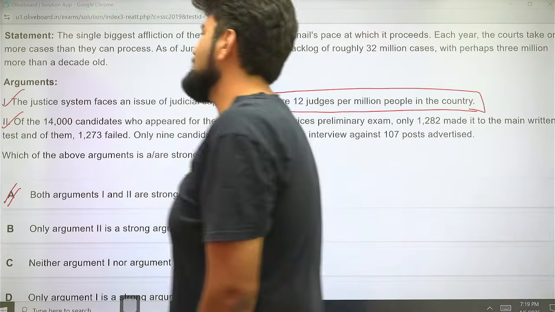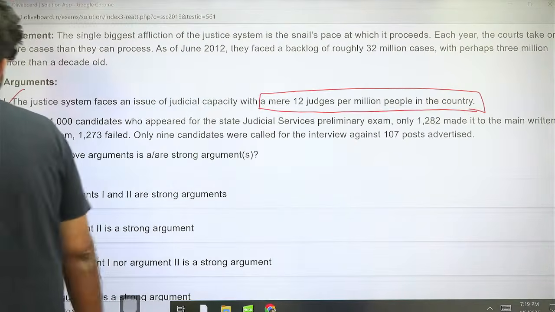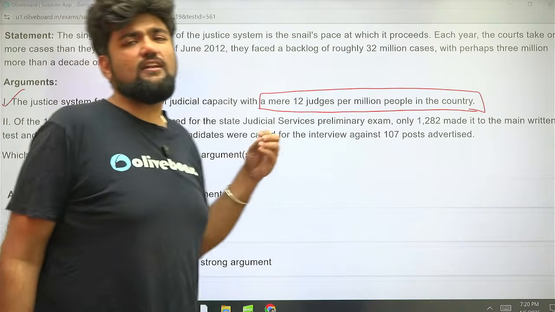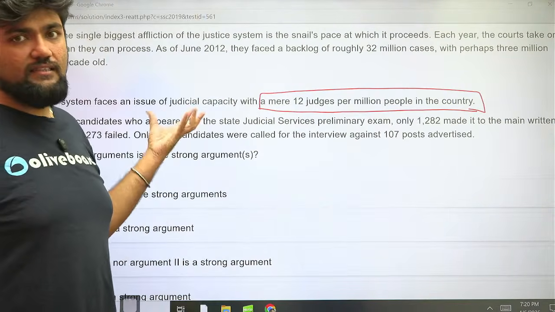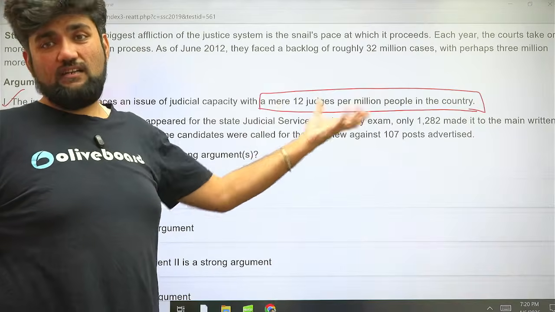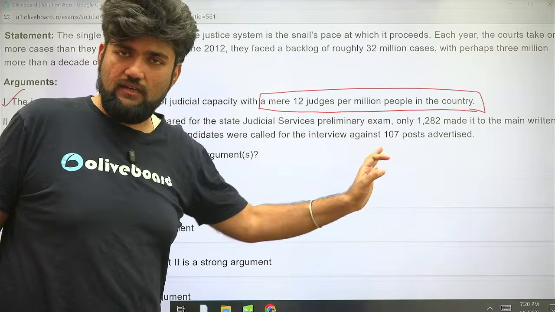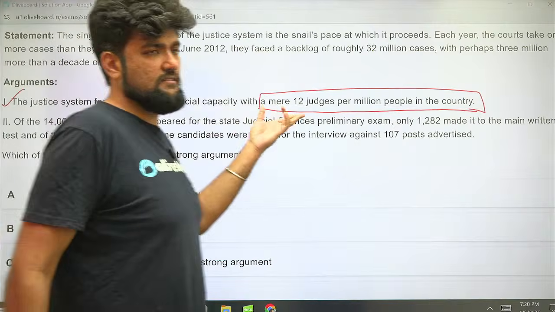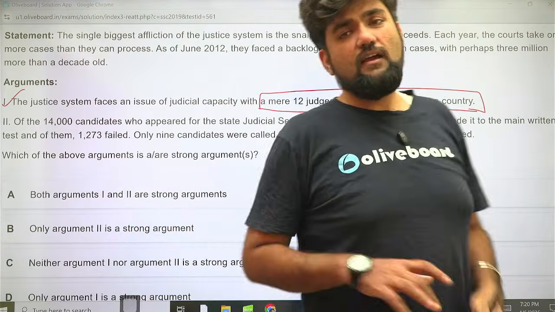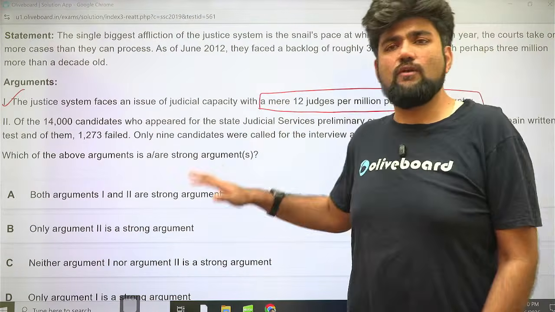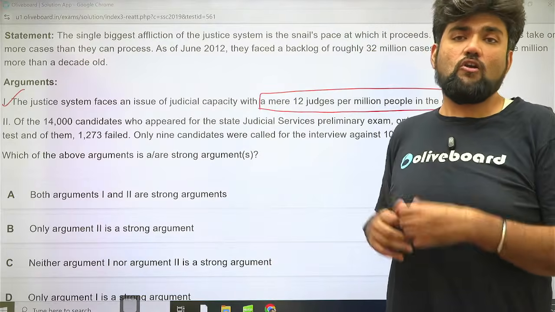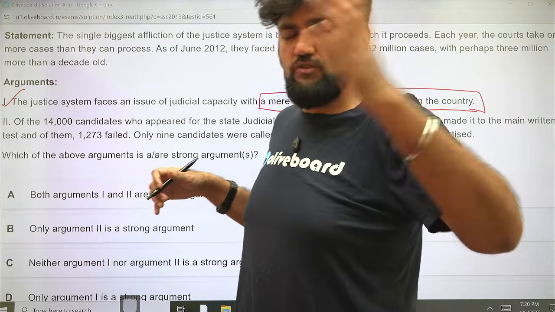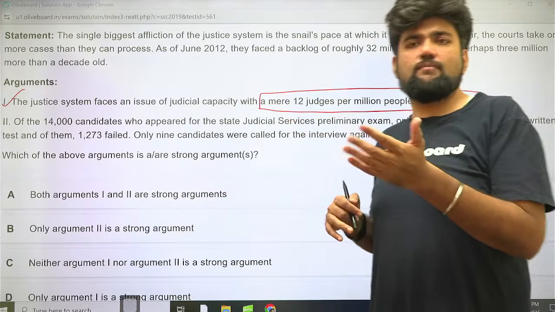Now, what is happening here is, the second argument is just trying to show you the figures of a single competitive exam. This is not the scenario every year. Nothing of that sort has been mentioned here. It is just saying that this is the state of a judiciary preliminary exam. You tell me, even if this is the case, they could always have promoted a lot of lawyers who have been practicing for a very long time, 5 years, 10 years, to the position of judges. They could still have filled up the vacancies.